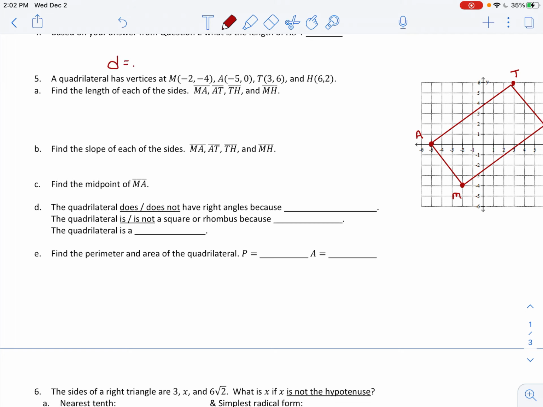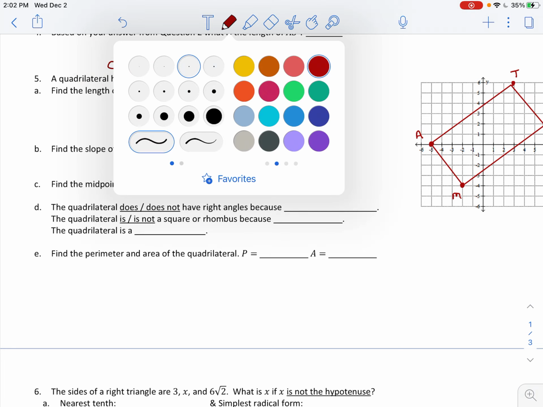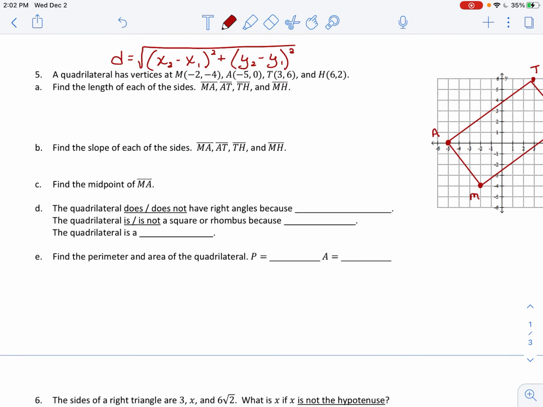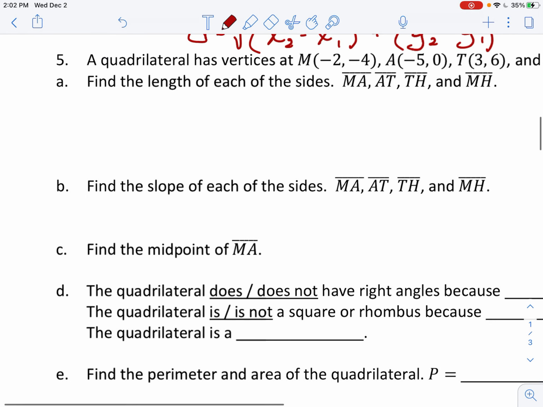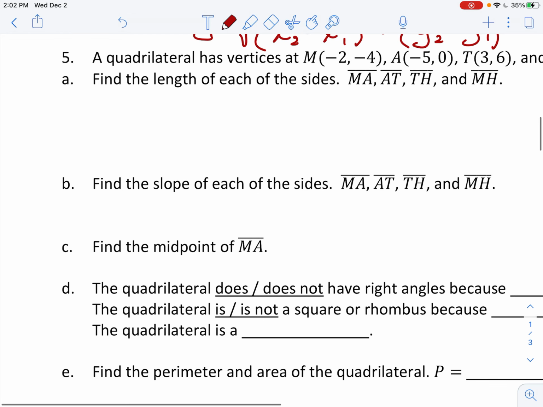So just a reminder, the distance formula is a version of the Pythagorean theorem. So you will have something squared plus something squared, and you'll solve it by taking the square root. The somethings are your x values being subtracted and your y values being subtracted. And it won't matter the order you subtract in. So I'm going to do that first for points M and A. I'm going to try and have room for all of these problems.